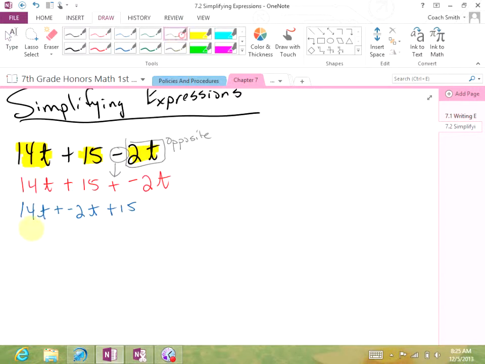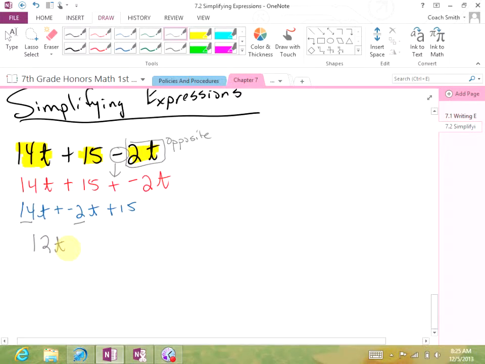And so I basically have 14 plus negative 2. Okay, what is 14 plus negative 2? Derek? 12. So that is 12t. Now, when you're adding these together, another common area where people make mistakes on this is they'll put 14t plus negative 2t, and they'll say they have 12t squared. Okay? Nothing happens to the t.